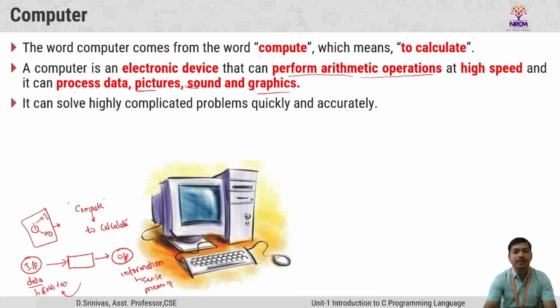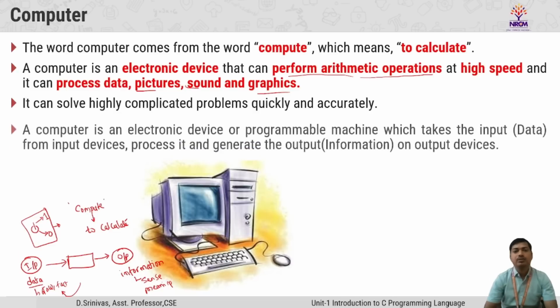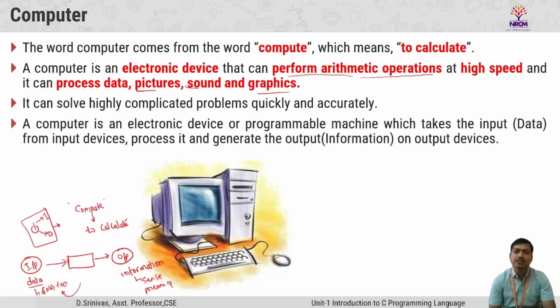It can solve very highly complicated problems quickly and accurately. So this is the overall definition: a computer is an electronic device, a programmable machine which takes data as input from the input devices, processes it, and generates the output as information on the output devices. This is the basic definition. Simply remember, a computer is an electronic device which takes the data, processes it, and generates the output as information.